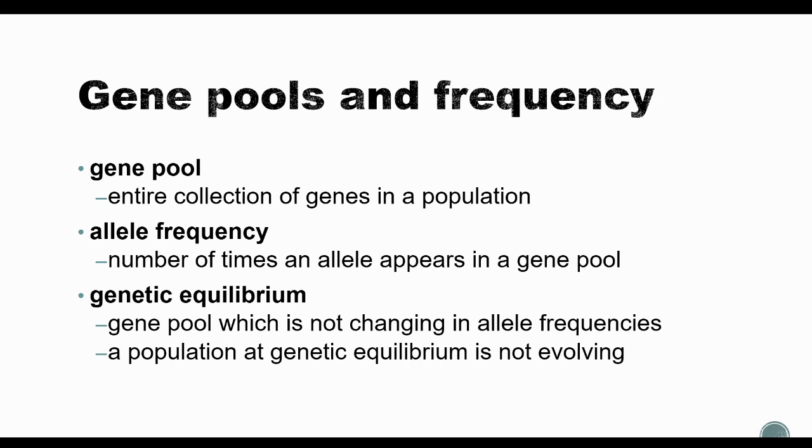The gene pool is the entire collection of genes in a population. So when we talk about the gene pool, we're talking about all individuals, what their genes are in one big collection. Allele frequency is the number of times an allele appears in the gene pool.